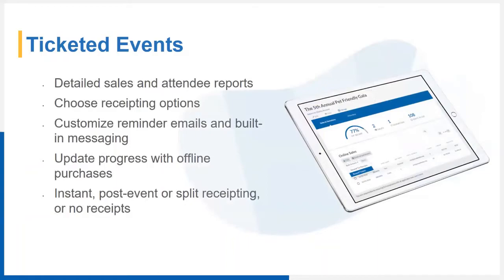Once your event is off and running, you can see detailed sales and attendees reports. You can choose your receipting options, whether you want to instantly issue a tax receipt as soon as somebody buys a ticket, wait for the event to conclude before issuing the receipts, or not issuing receipts at all. You can customize reminder emails with built-in messaging tools. You can update the progress of your event accurately and offer offline ticket purchases as well. And you can offer post-event or split receipting or no receipts at all.